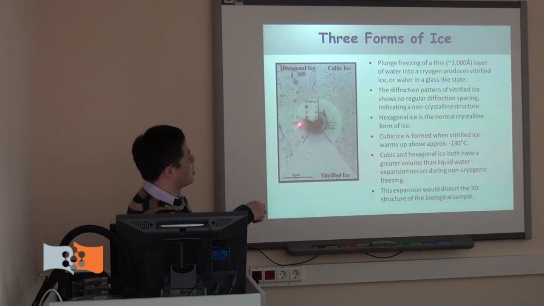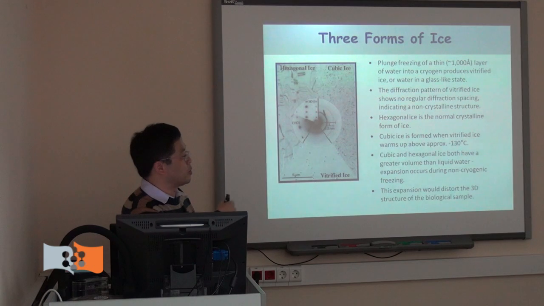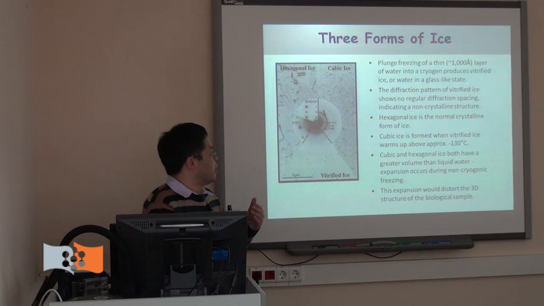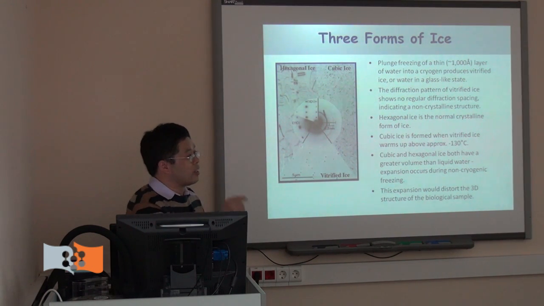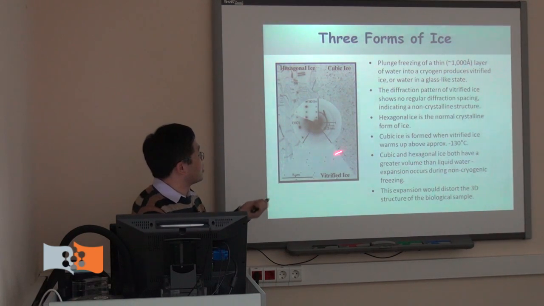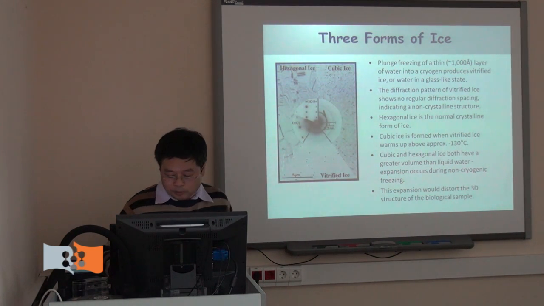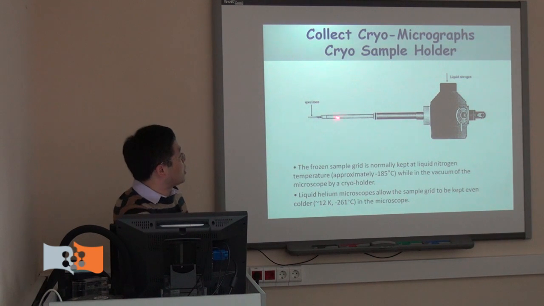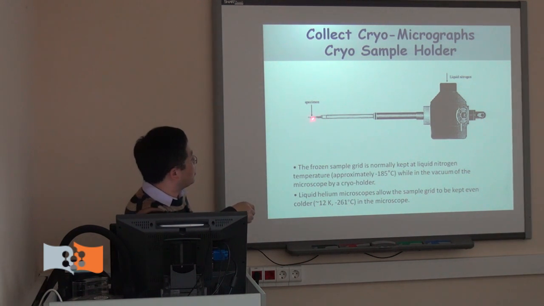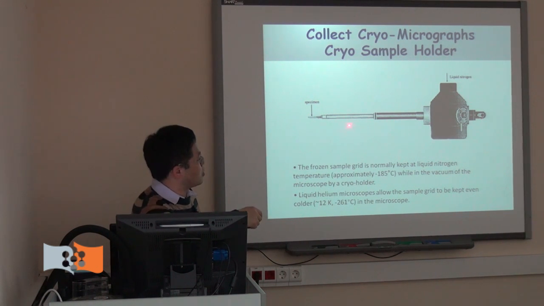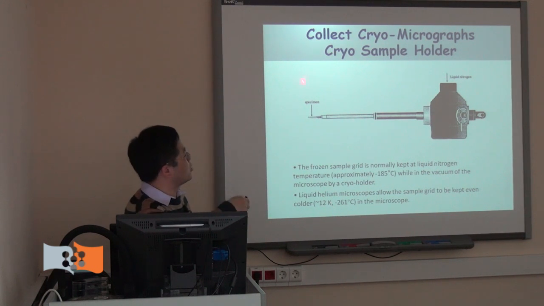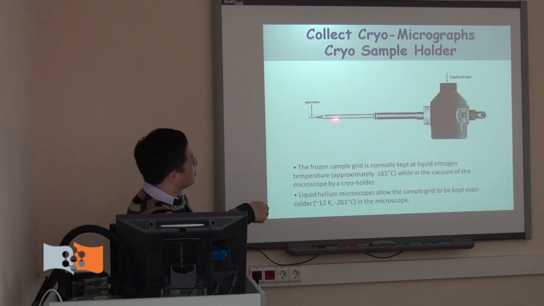So we want to use this kind of ice. Basically, you have to get a very good thin layer of the ice. This is what we want. And after we got the EM grid in here, we transfer it. This is a sample holder, which will be inserted into the electron microscope. This is where the electron beam is. This is where the EM grid goes.